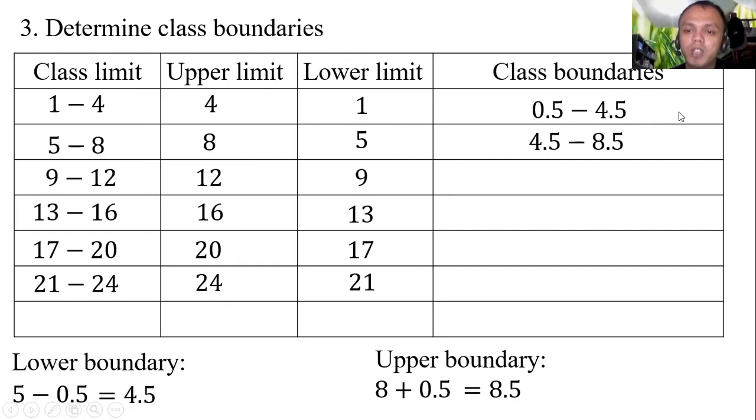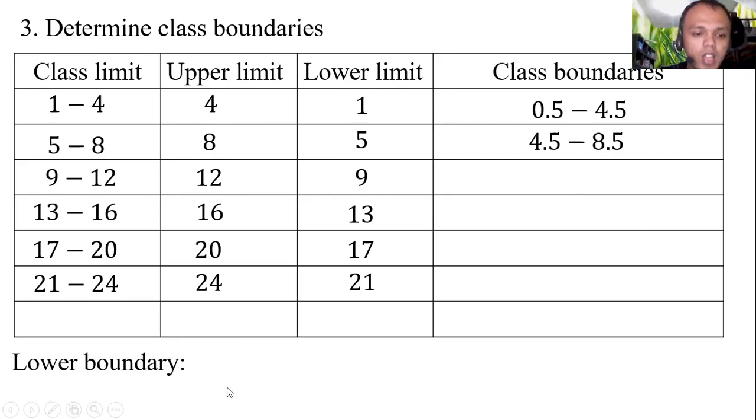Ito yung class boundary. Okay? Next. Dapat kasi class nagkakadugtong to eh. Kapag nag-proceed tayo sa succeeding class, dapat nagkakadugtong sila. That's why nag-add tayo sa upper limit ng 0.5, nagsusubtract tayo ng 0.5 sa lower limit para magkadugtong sila. Okay, connected sila.